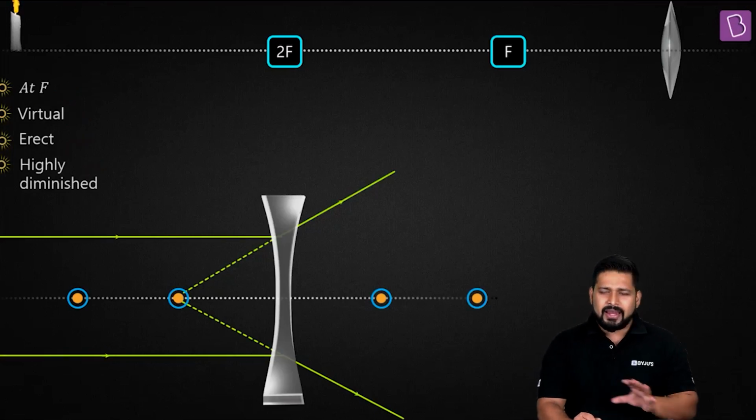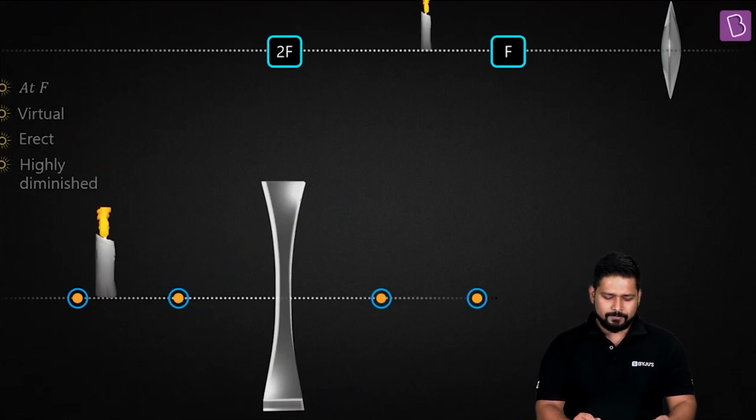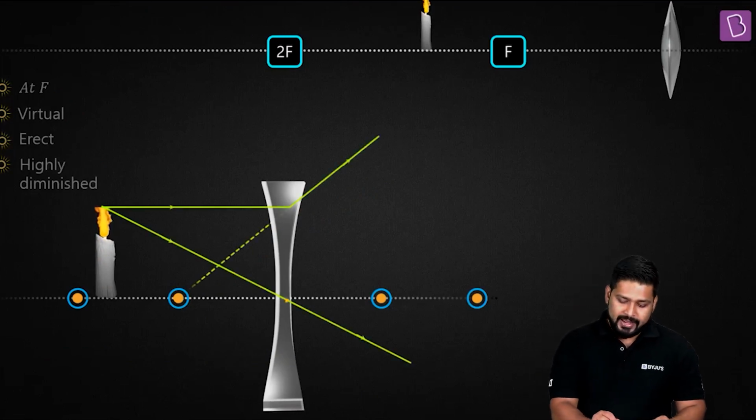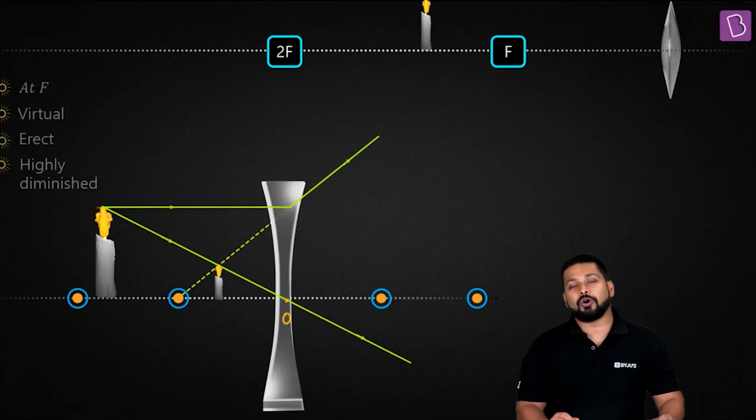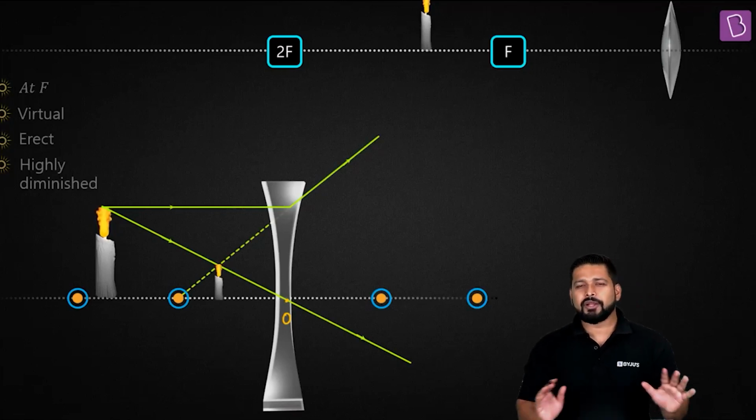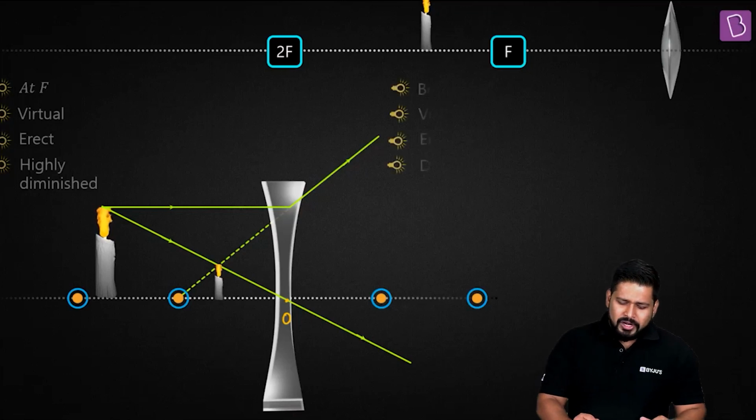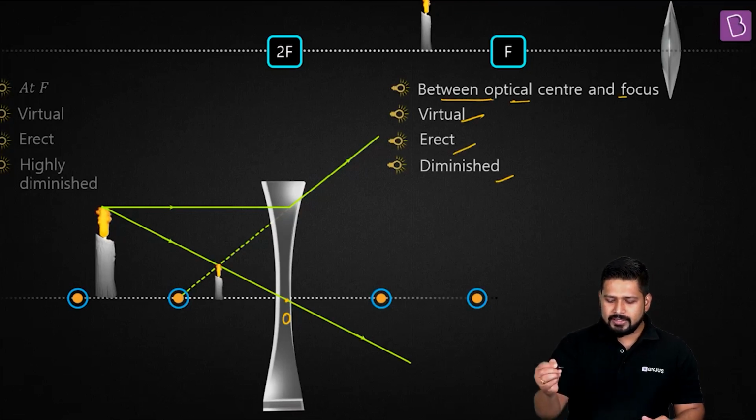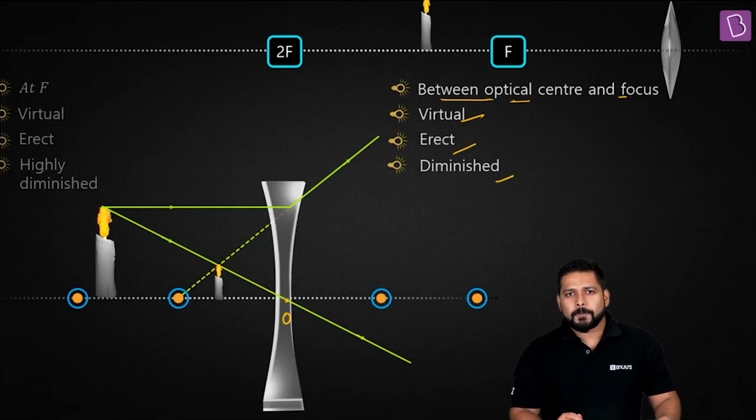And if you place the object at any other location, where do you obtain the image? You're always going to obtain the image between the focus and the optical center, and you're always going to obtain a virtual image. All right. Did you get this? Okay. So only 2 situations. If it is anywhere else, you obtain the image between the optical center and the focus. The image is virtual, erect, and diminished. So a biconcave lens always gives you a virtual image. No problem? You'll remember that? Okay, cool.